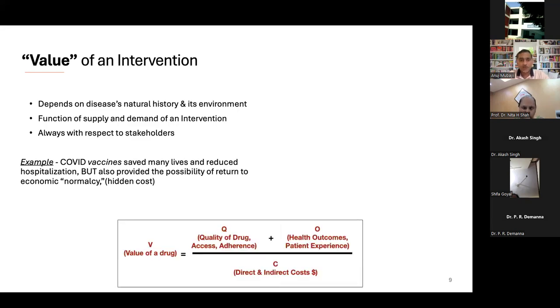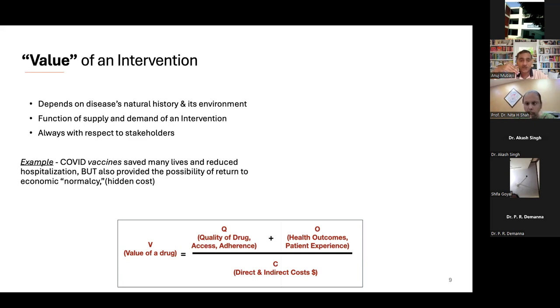Okay, so the question is, how do you compute the value of a drug, of a vaccine, of a surgical procedure? How do you compute the value of a diagnostic test? How do you calculate the value of a healthcare policy, for example, a quarantine policy? So this is the formula used whenever in the healthcare sector we use the word value for some health product. So what is the value? Value is the ratio of benefits versus cost.